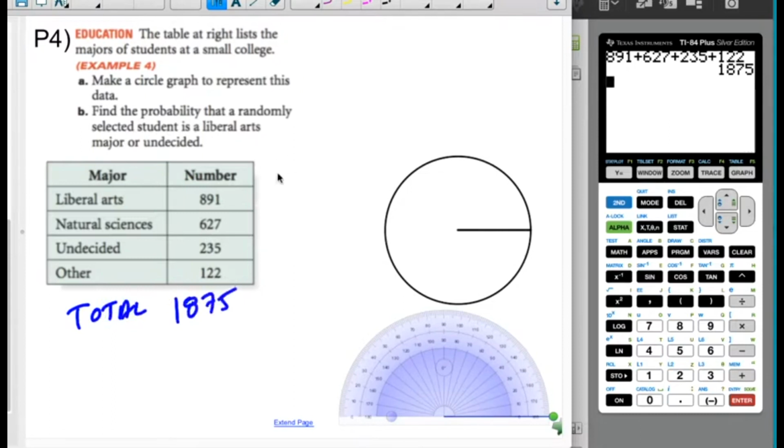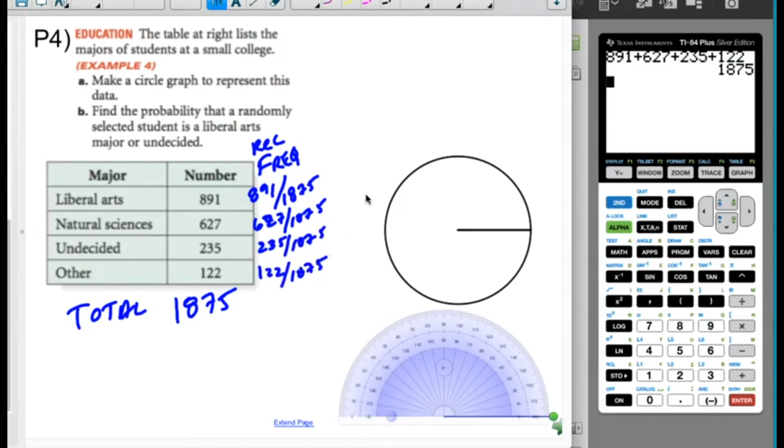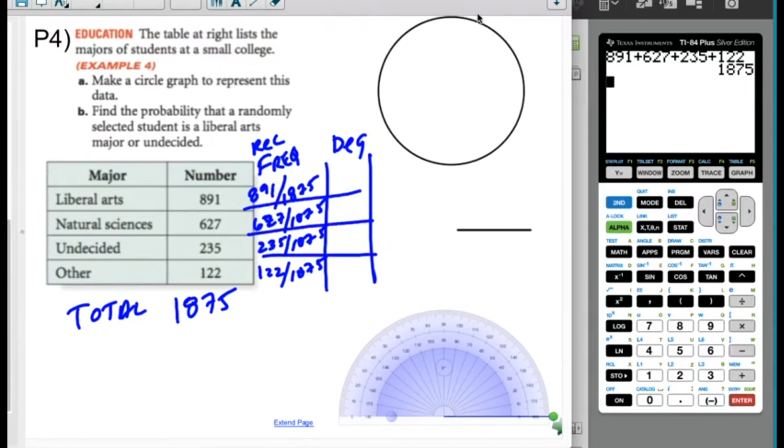So basically, to find my number of degrees, right? So if we wanted the relative frequency, it's going to be this number, right? So the 891 divided by the 1875, right? And then the 627 divided by the 1875, and the 235 divided by the 1875, and the 122 divided by the 1875. And then to find my degrees, right, which I'll do here because I'm going to move this guy up a little bit, right? If we want to find our degrees, again, I will never make you do this by hand.